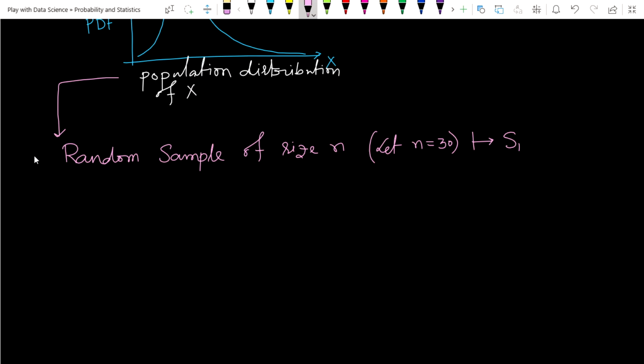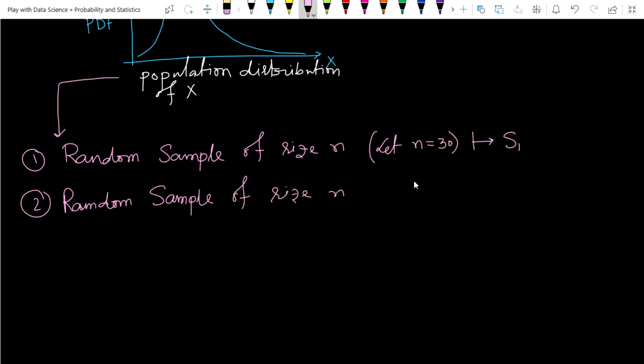Similarly, first we do this job. Secondly, we again collect a random sample of the same kind, and let this sample be s2. We are doing this job m times.